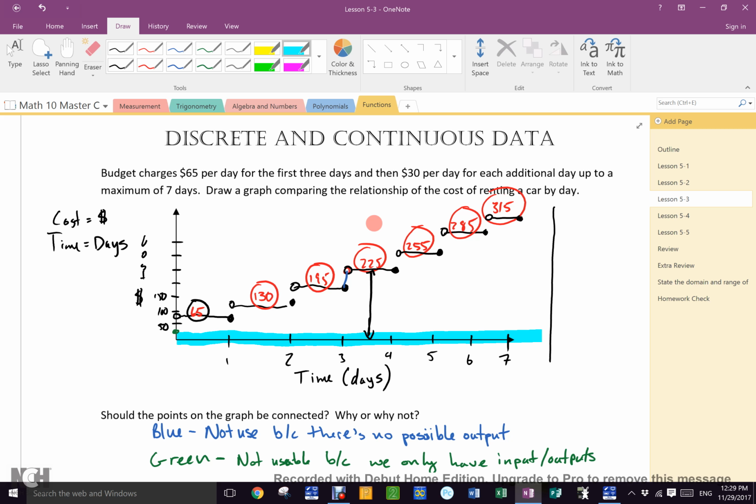You still say it's discrete? Why, Sam? Because the money, you don't pay a continuous amount of money. You only pay what you have to pay. Okay. If you rent for a day and a half, you still pay 130. Okay.